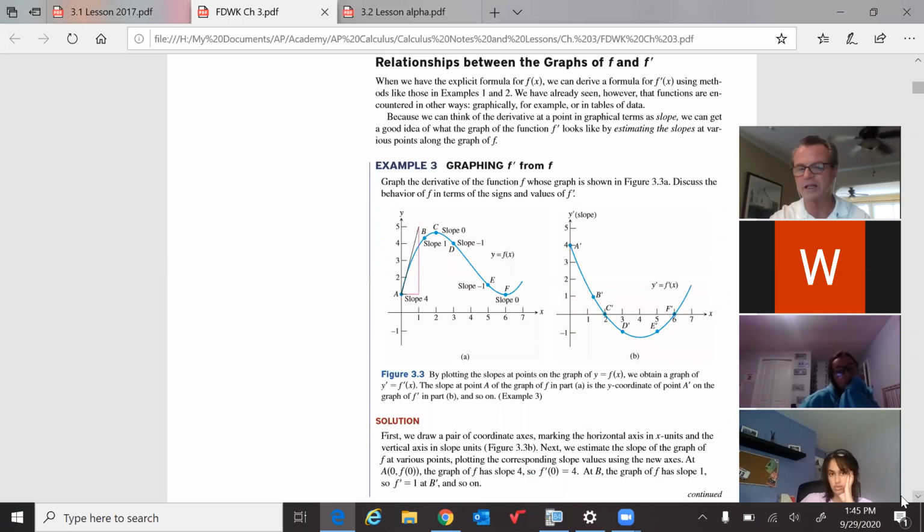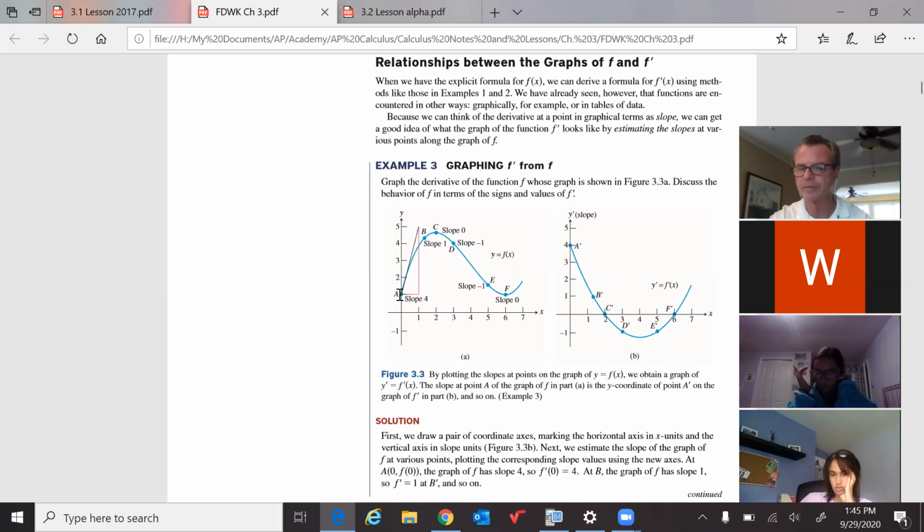And this might seem, oh, good, I get to deal with pictures. This is challenging. You need to get on board with this example 3. So the blue graph is the parent graph. The one to the left is the parent graph. What they want you to do is draw the graph of the derivative. So look how they did this.